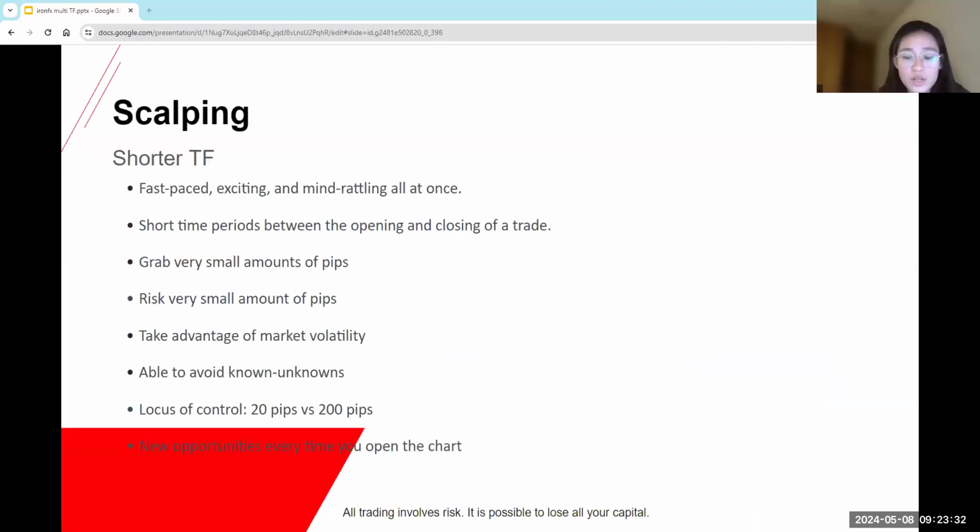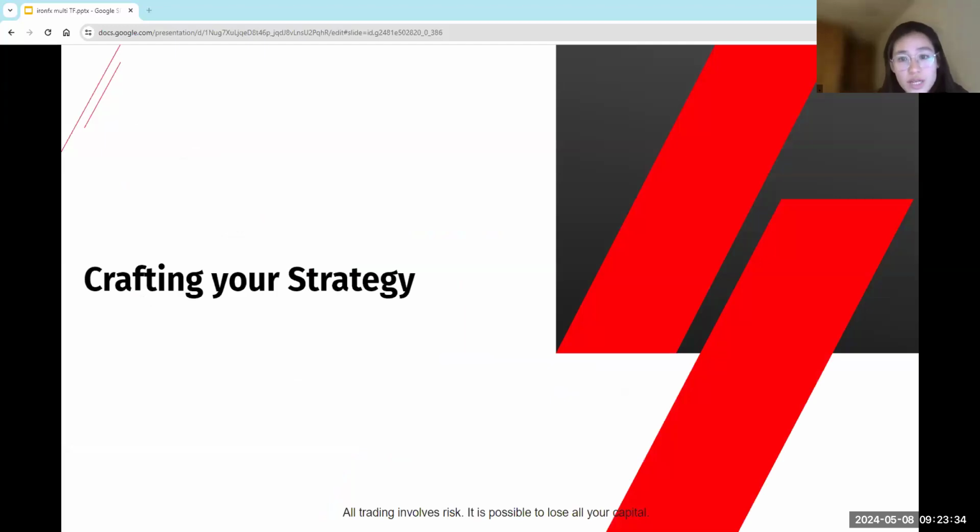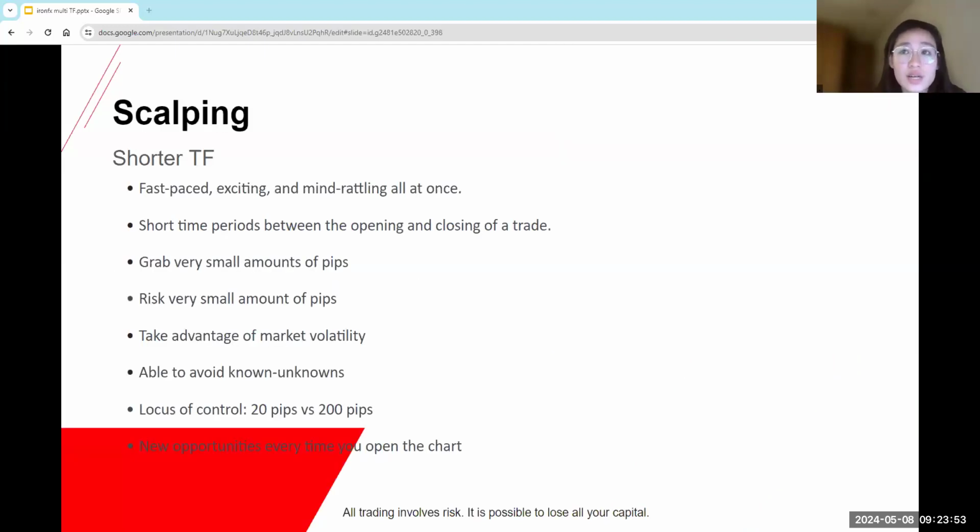Okay. So now that we know how to identify significant swings and use them as support and resistance levels, we also know the different types of time frame strategies. Now we can look at how we can craft our strategy according to the different methods. So firstly, we have scalping.